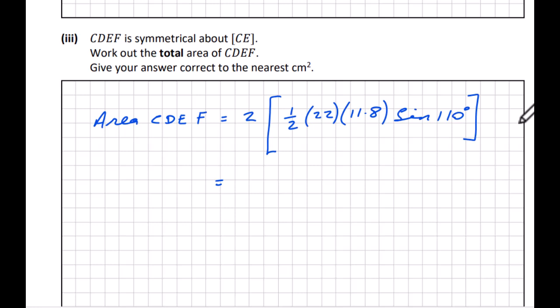So twice a half is just 1. So really all you've got to do is multiply out those three things there. When you do all of that, correct to the nearest square centimeter, which is what we have to do, you get 244 square centimeters. And that's it for this question. Okay, so let's have a look at question 9.